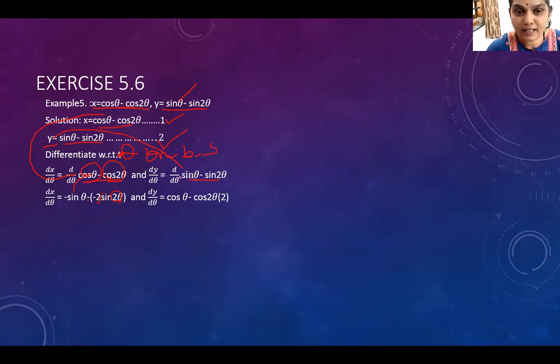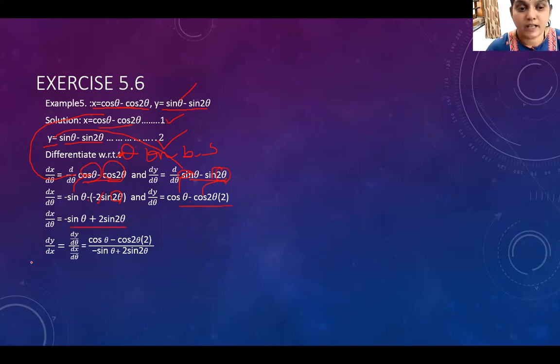Similarly here, sin theta derivative is cos theta, minus sign as it is, sin 2 theta. Derivative with respect to theta will be cos 2 theta into derivative of 2 theta, which is 2. So I get dx upon d theta is minus sin theta plus 2 sin 2 theta and this is kept as it is. Then dy by dx is the ratio of dy by d theta to dx upon d theta. I will substitute the values. Okay, this is the final step.